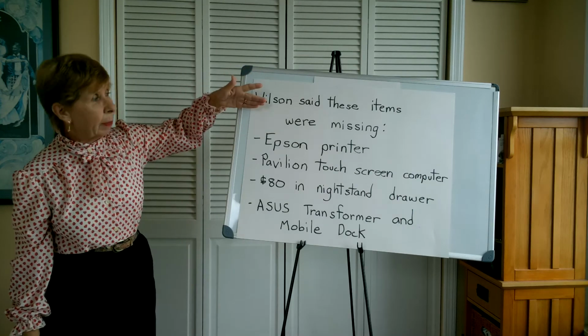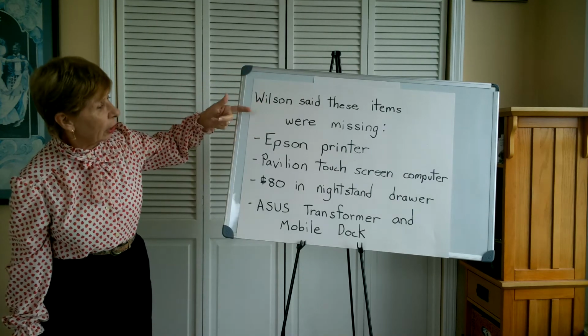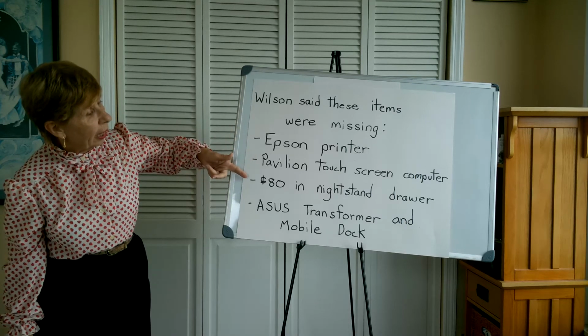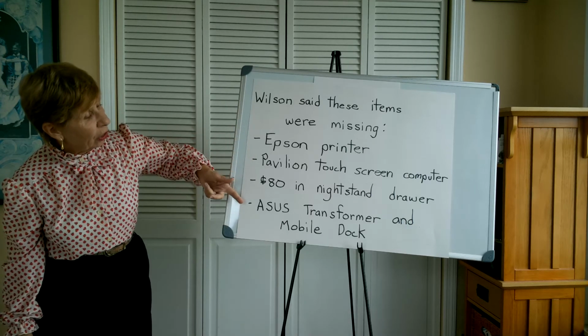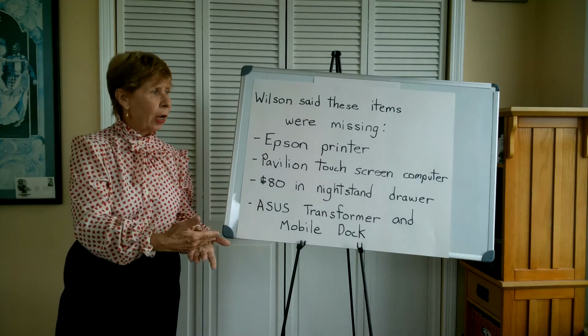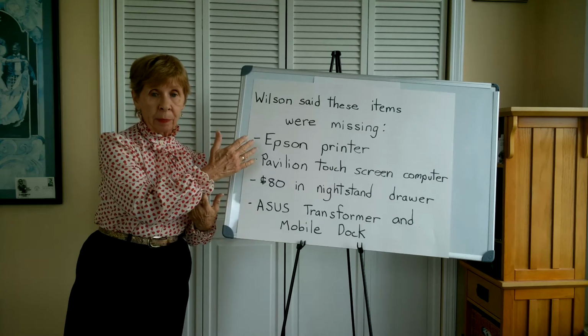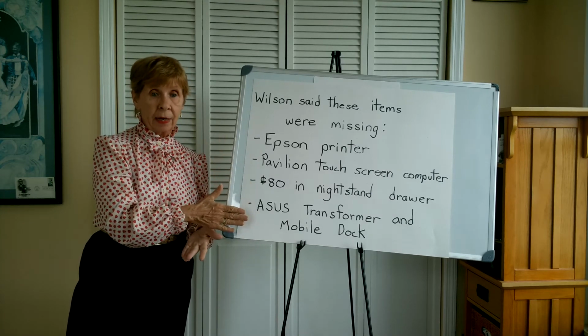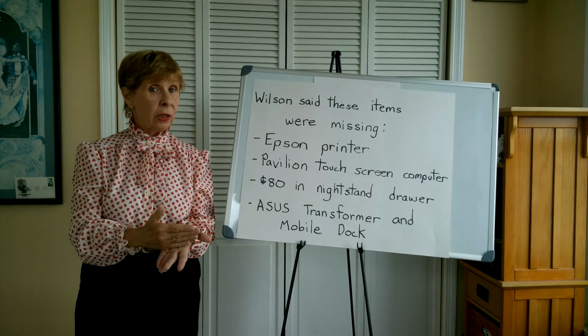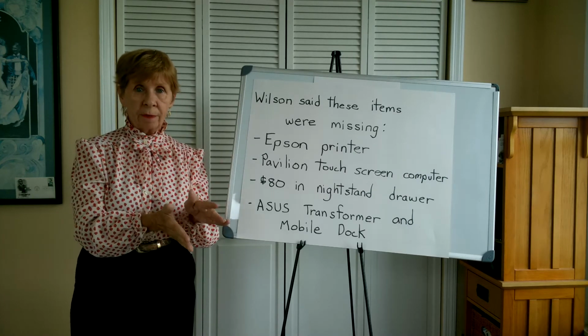Wilson said these items were missing. Epson printer, Pavilion touchscreen computer, $80 in her nightstand drawer, her Asus transformer and mobile dock, and so on, the earrings, the necklace, and so on. You don't need to write a complete sentence about every item. So bullet style is a time saver, and I recommend it to you to use as part of your police report.